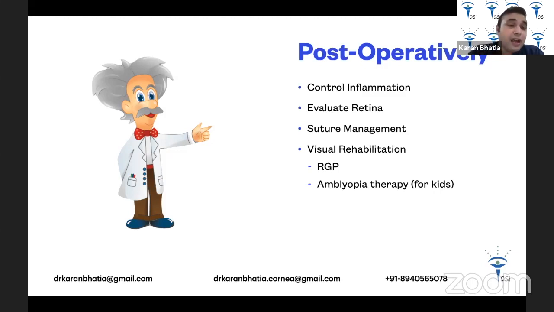For children, once the traumatic cataract has been taken out, after the 7th day you have to give them glasses, particularly if they are very young. To prevent amblyopia, sometimes patching therapy also has to be given. So in children, you have to act fast. You can't wait for a month, because amblyopia is rapid in these children.